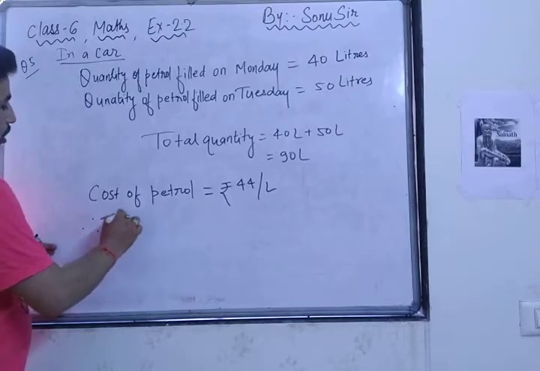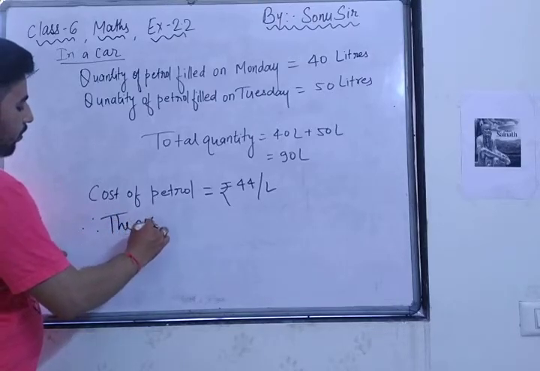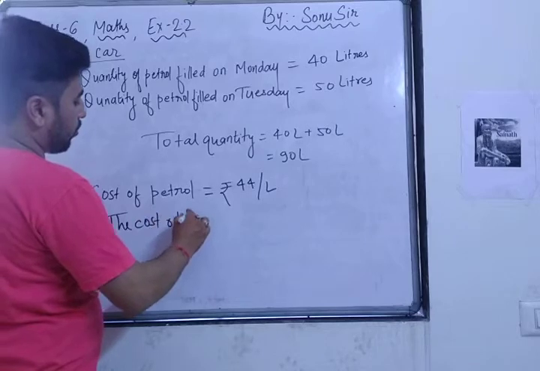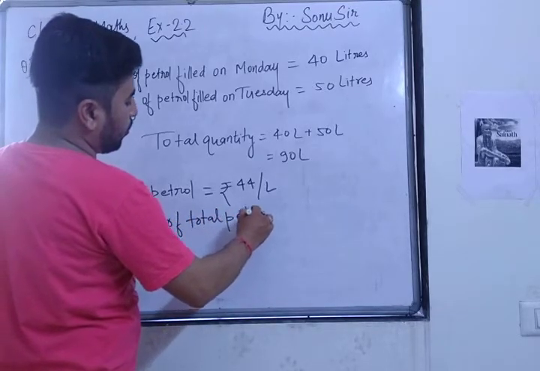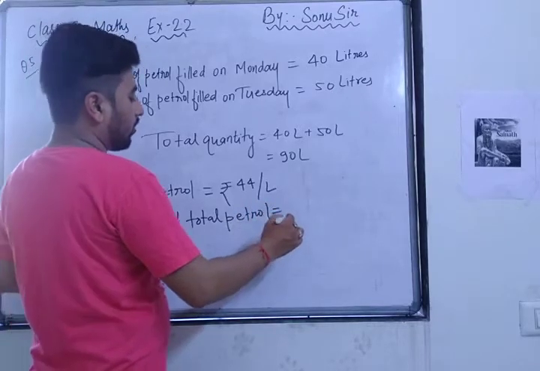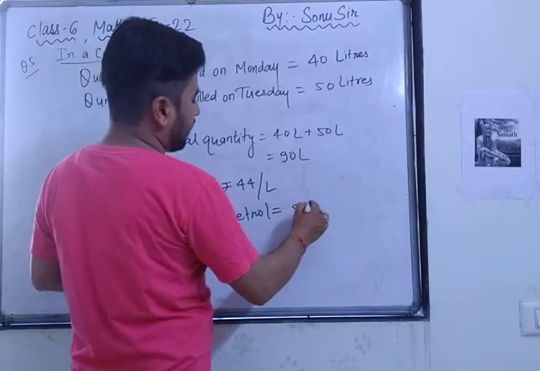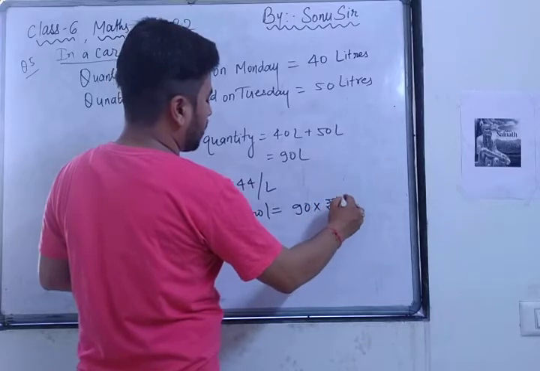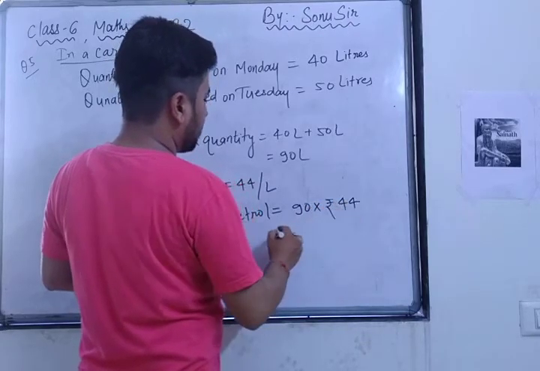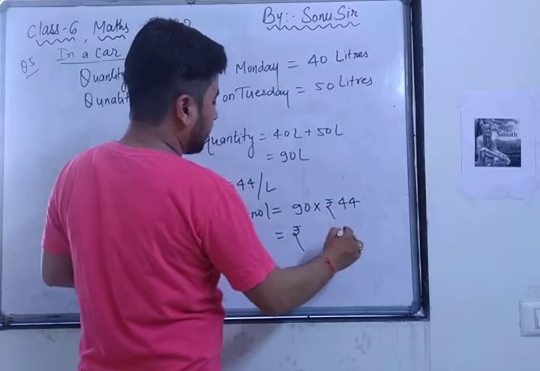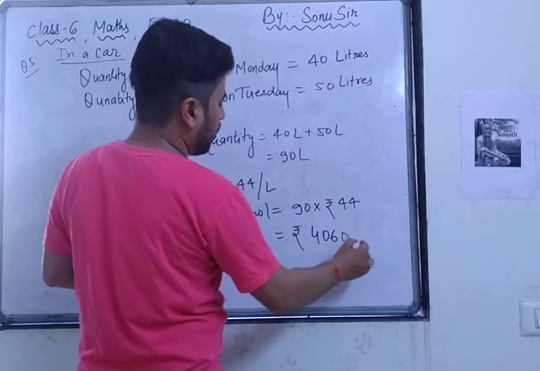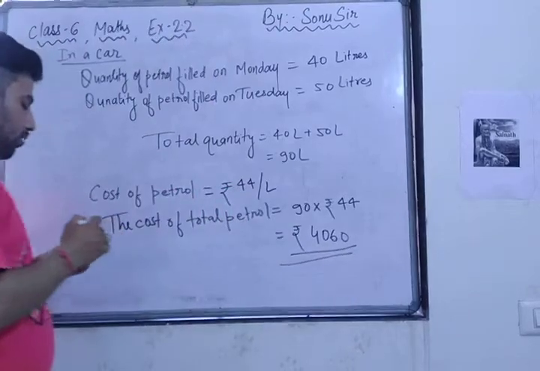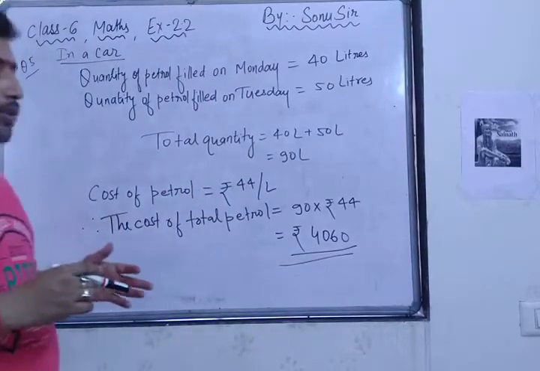Therefore the cost of total petrol is equal to 90 into rupees 44. That is equal to rupees, 0, 9 4s are 36, 9 4s are 36 plus 4, 4060. Got it? So this is our answer number 5.